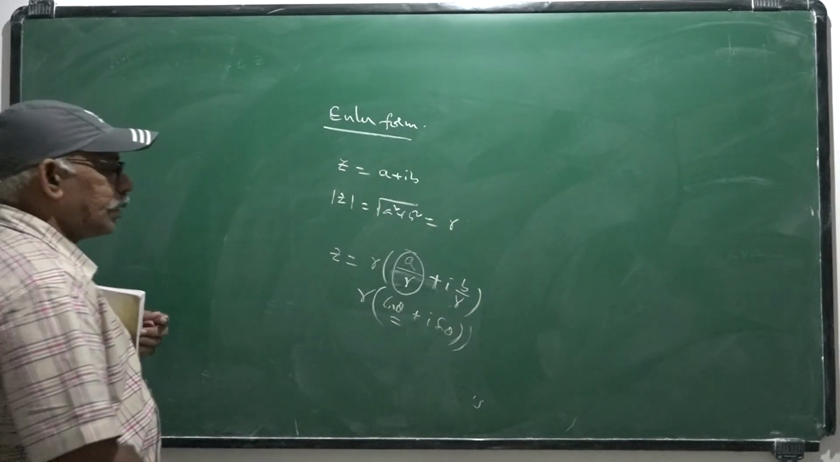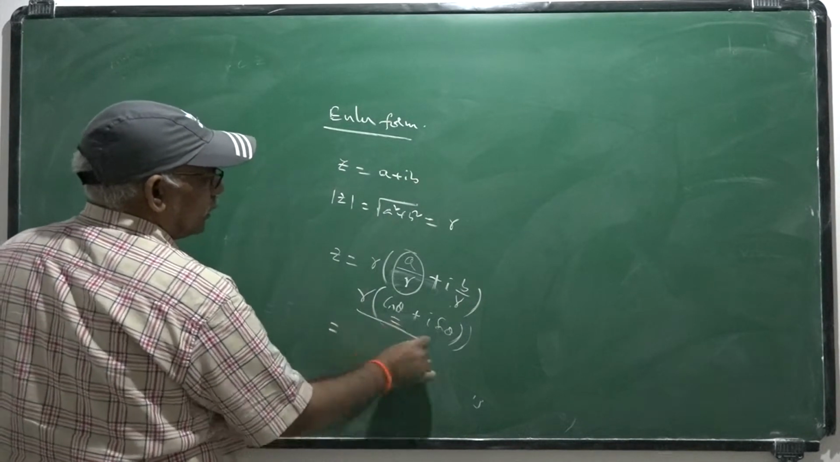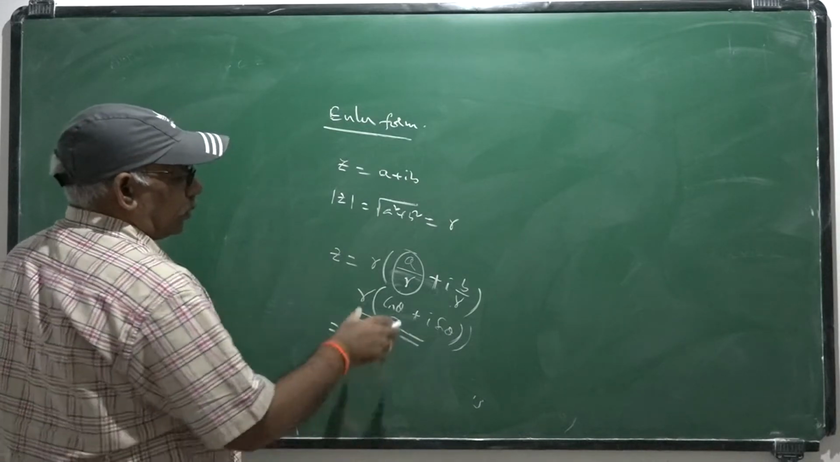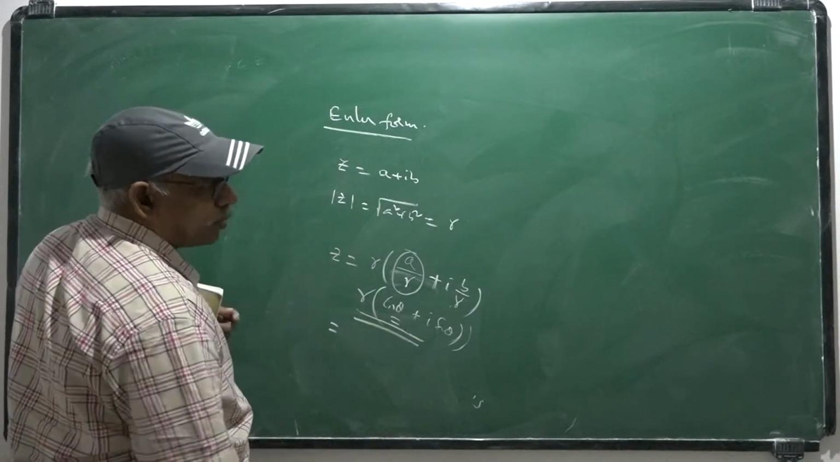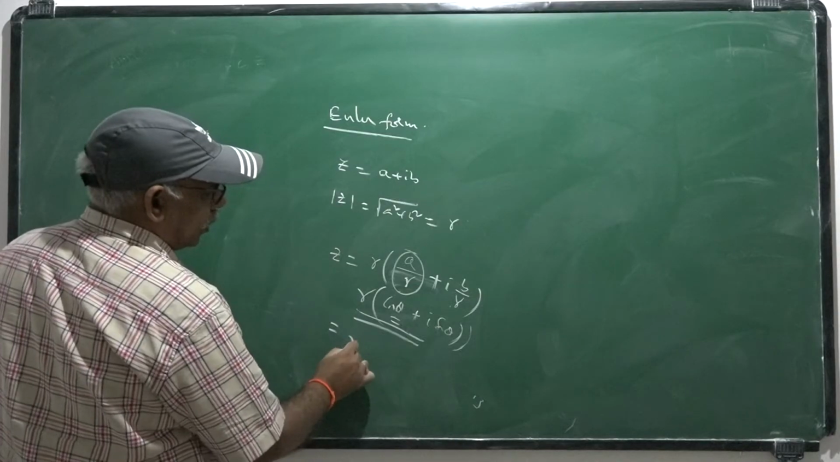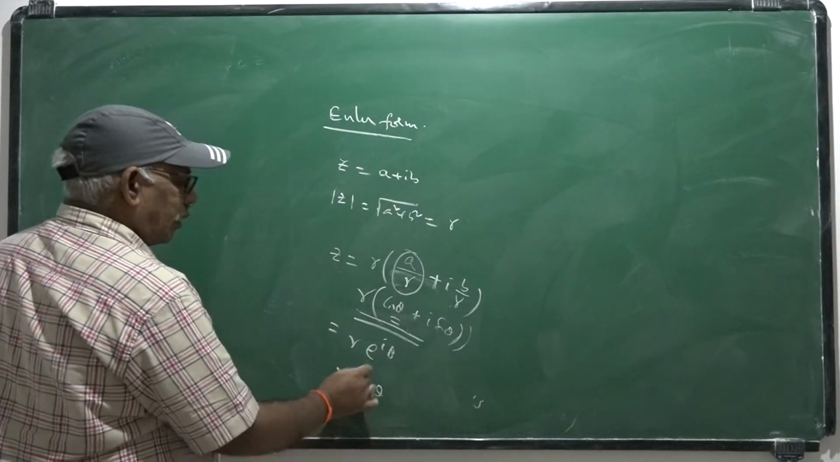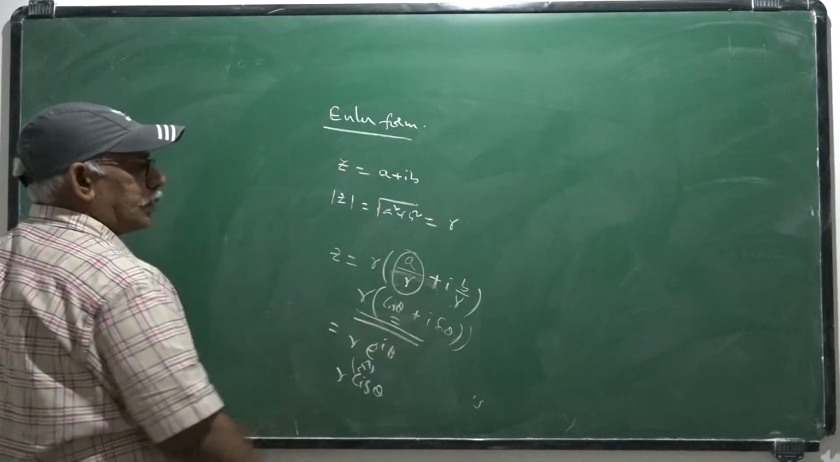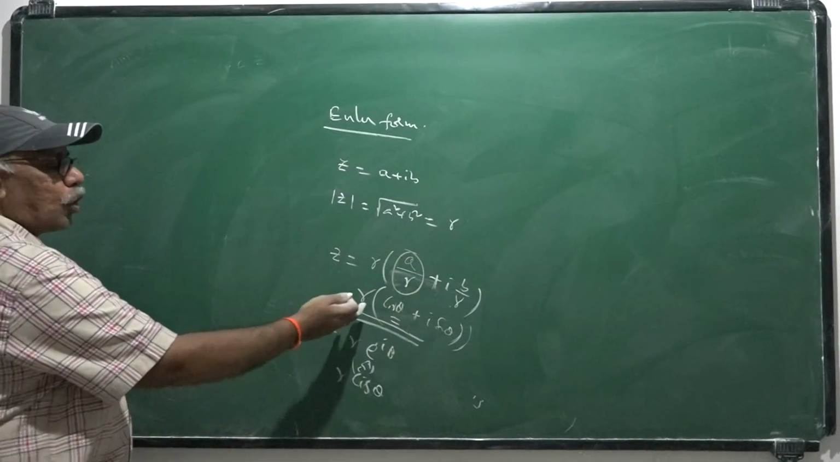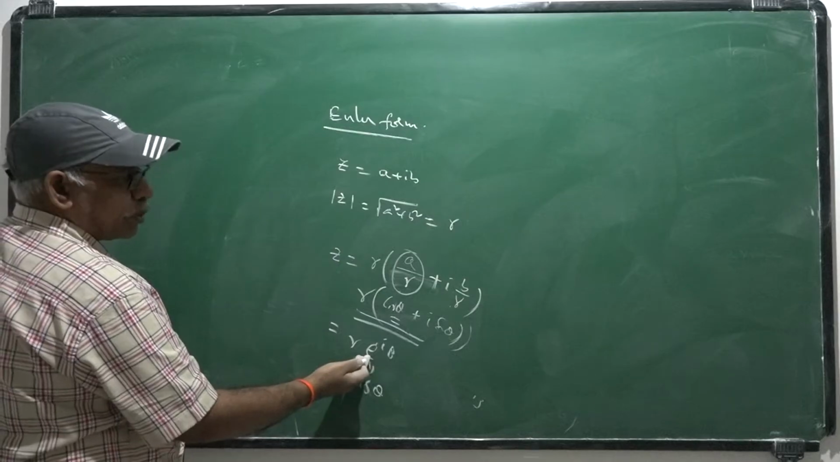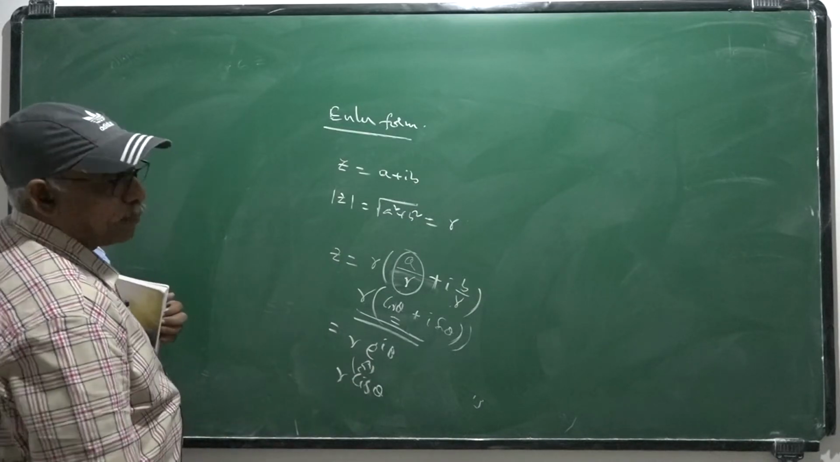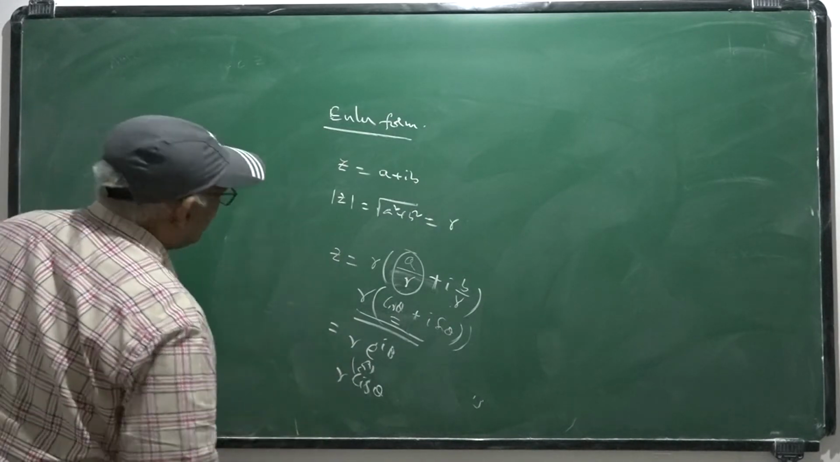of z, then you can say that this is the polar form of z, or it may be written as r into e power i theta or r into cis theta. These are all different forms of the complex number. This is called polar form. This is exponential form. This is cis form of the complex number.